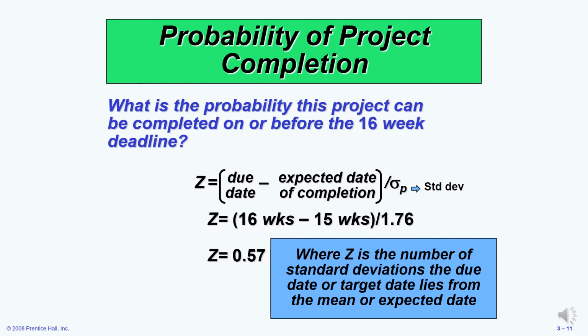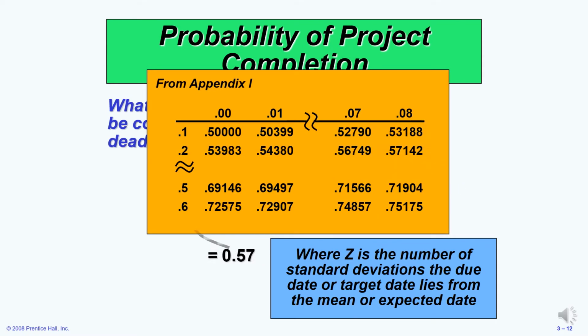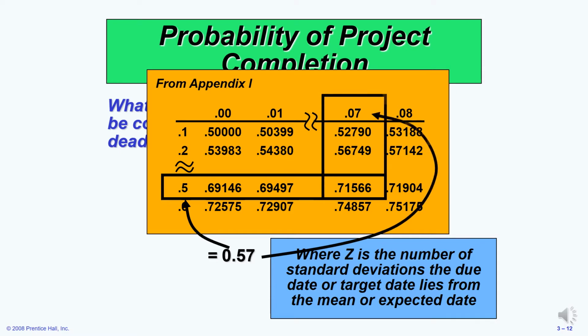We have one more step to complete in order to calculate the probability of the project to be completed before its due date. So, Z is the number of standard deviations the due date or target date lies from the mean or expected date. We need one tool. We need the Z table. You can find the Z table at the back of your textbook in Appendix 1. This is statistical tables that are prepared and can be used by statisticians. In recent times, those things are also part of statistical software, so we don't have to calculate it. However, the tables are there for us to use so that we can find the value of Z.